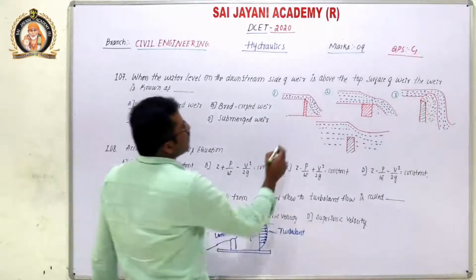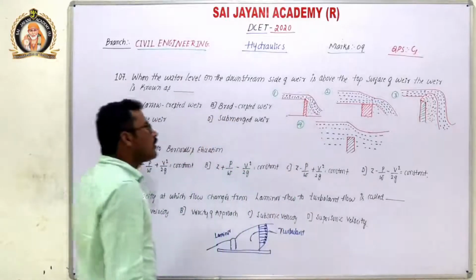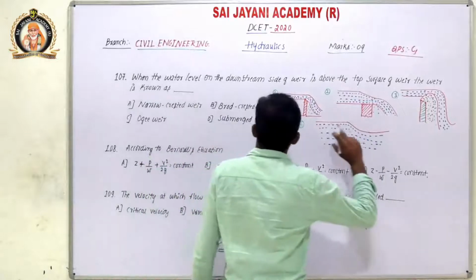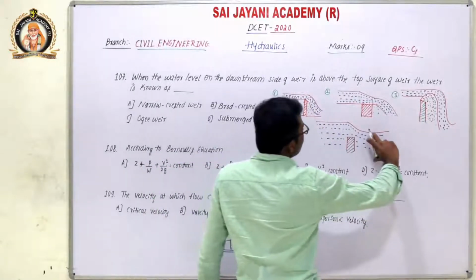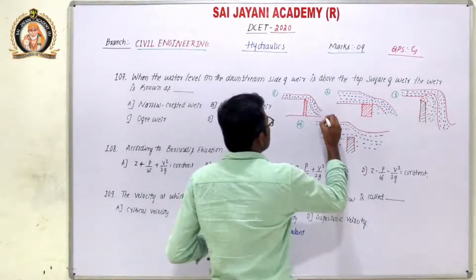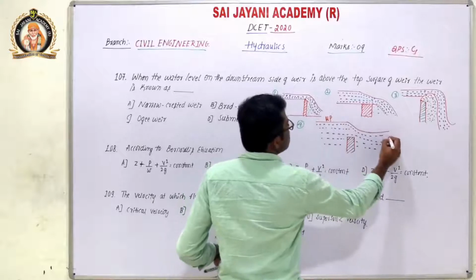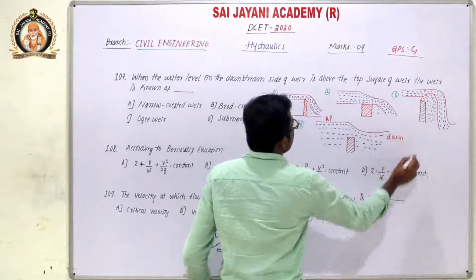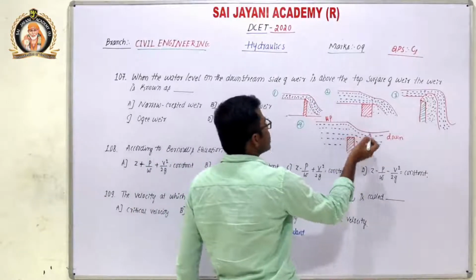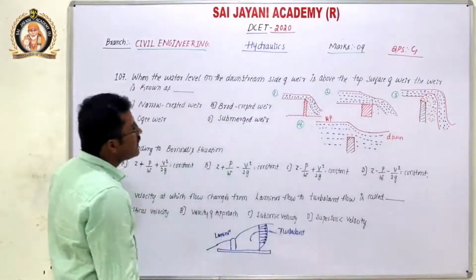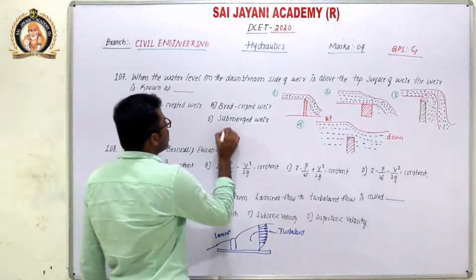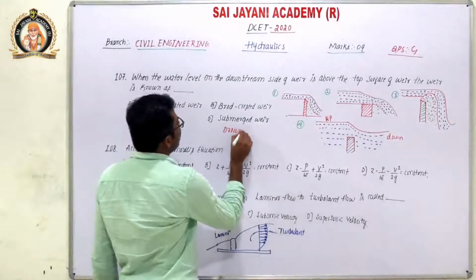So next, submerged weir or drowned weir. In case of this weir, this is the upstream water, and this is the downstream. The downstream water is always above the top surface of the weir. That type of weir is known as submerged weir. It is also known as drowned weir.